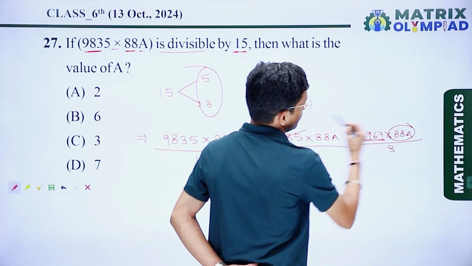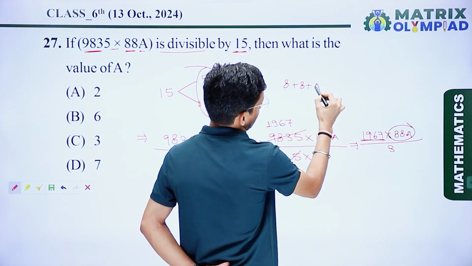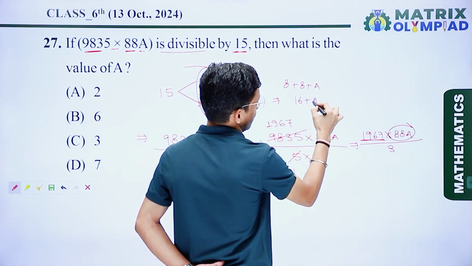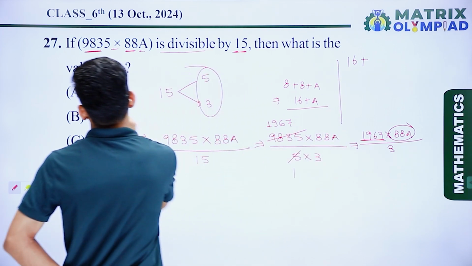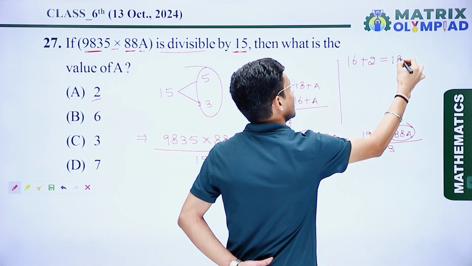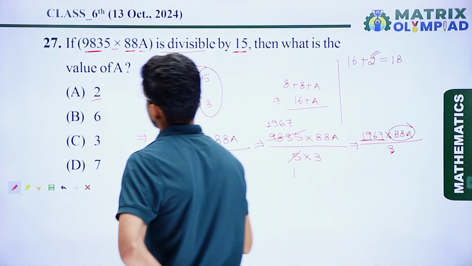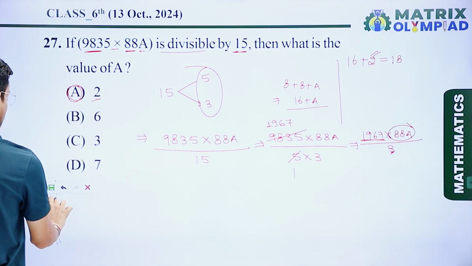So if I talk about this one, here 8 plus A. So 8 and 8 is 16, 16 plus A. Now here we have to find the value of A. So first I put 2 and 16 plus 2, that is 18. It means 18 is completely divisible by 3. So I can say that option number 2 is the correct value of A. So here option number A is the correct answer.